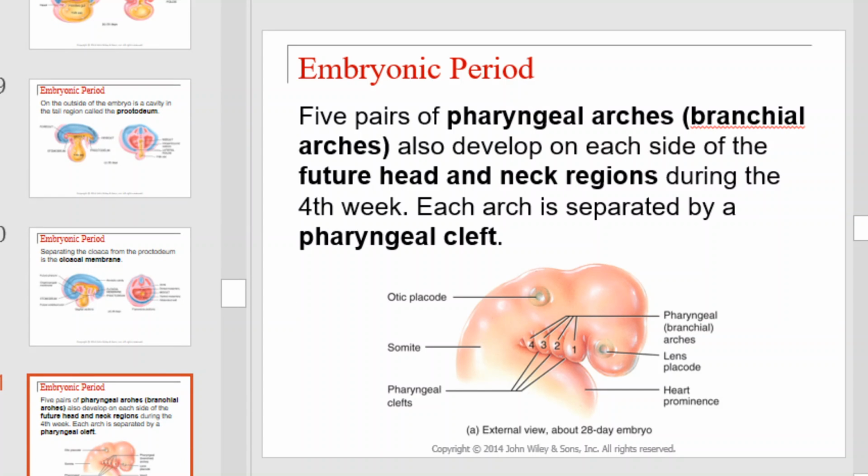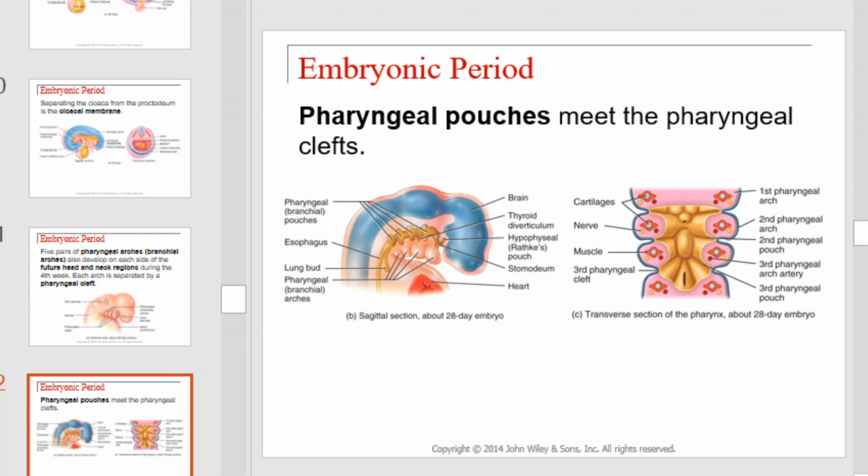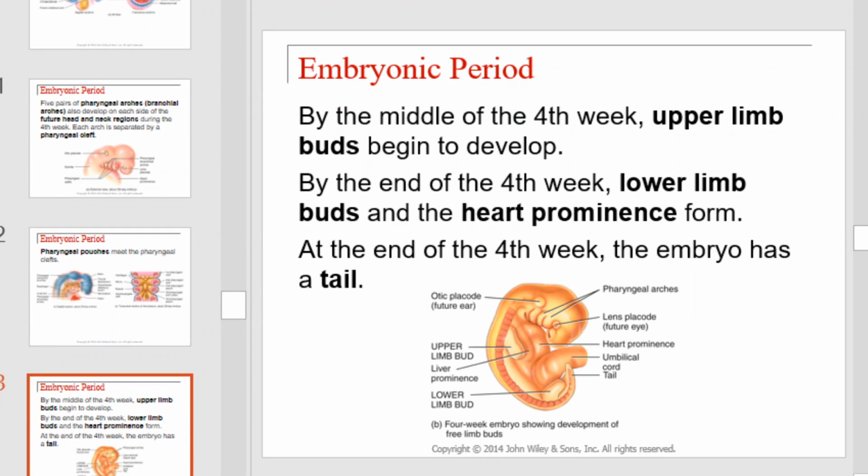5 pairs of pharyngeal arches, or branchial arches, also develop on each side of the future head and neck regions during the 4th week. Each arch is separated by a pharyngeal cleft. Pharyngeal pouches meet the pharyngeal clefts, as illustrated here.